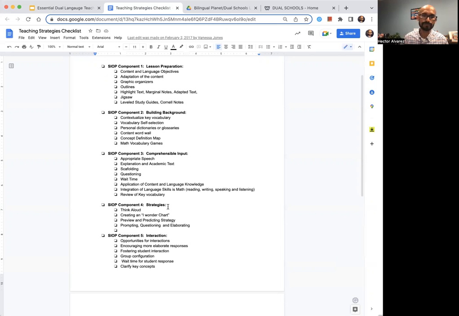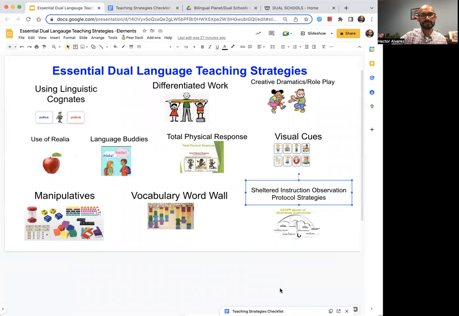Other strategies that we should be using are think aloud and creating an I wonder chart, making sure that we have some questions to increase their thinking. Then there is interaction: make sure that we give the opportunity for the students to interact, making sure that we have group work and allow students to interact with each other. As you were able to see, all these strategies are very helpful for language learners.